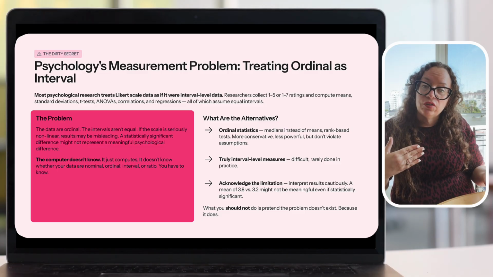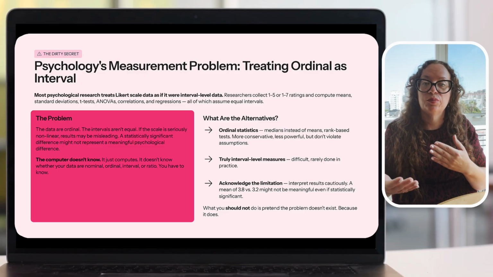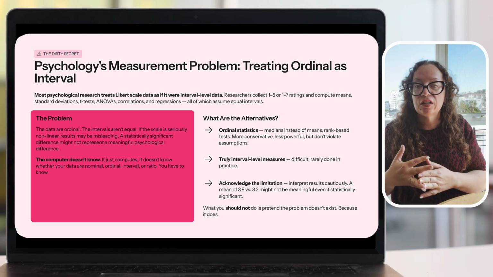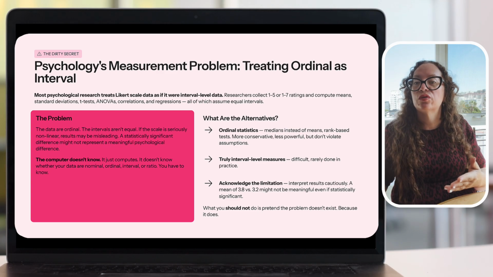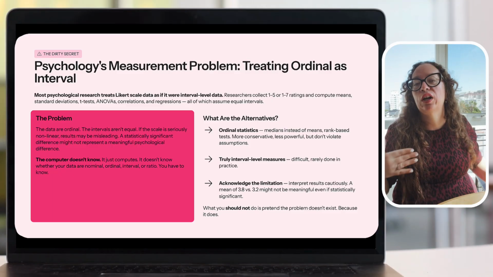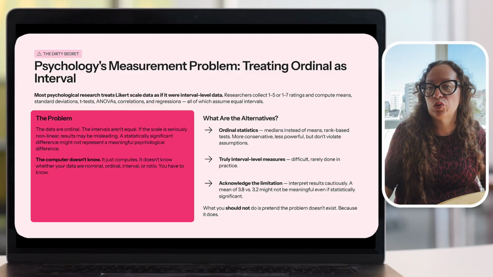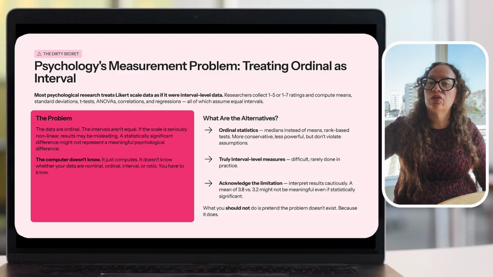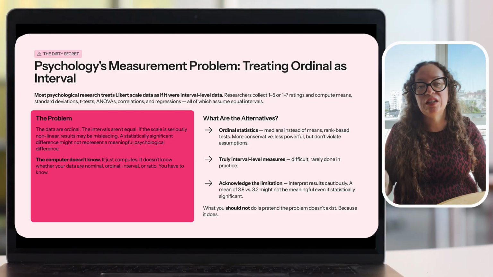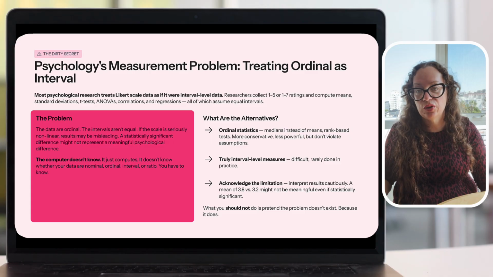And what's the alternative? You could use ordinal statistics, medians instead of means, rank-based tests instead of t-tests. These don't assume equal intervals. They're more conservative, they're less powerful, but they don't violate assumptions, so they're less likely to be wrong. Or you could try to develop truly interval level measures where the intervals really are equal. This is difficult and rarely done in practice, but you can do it.